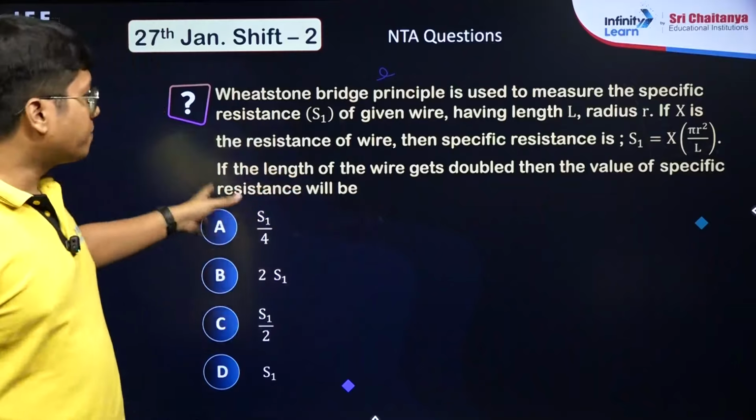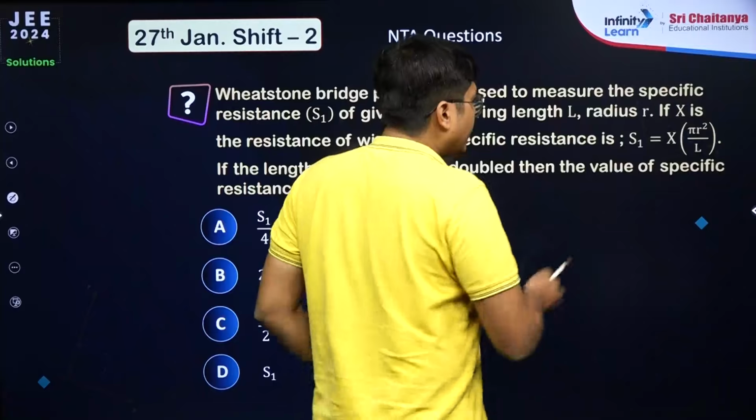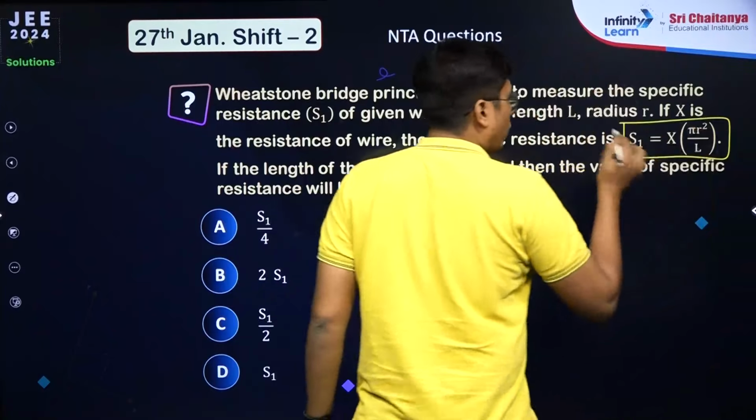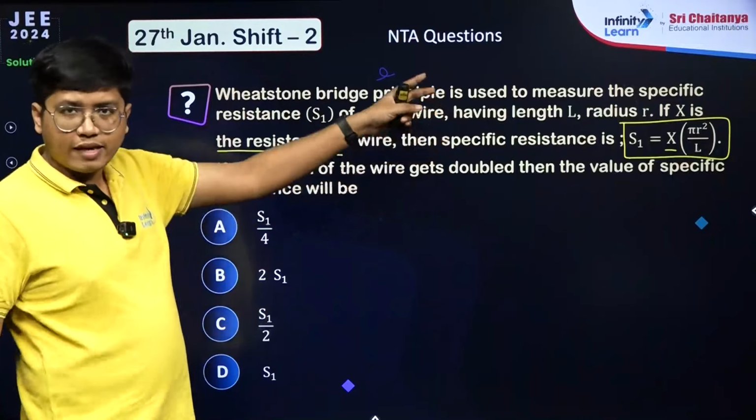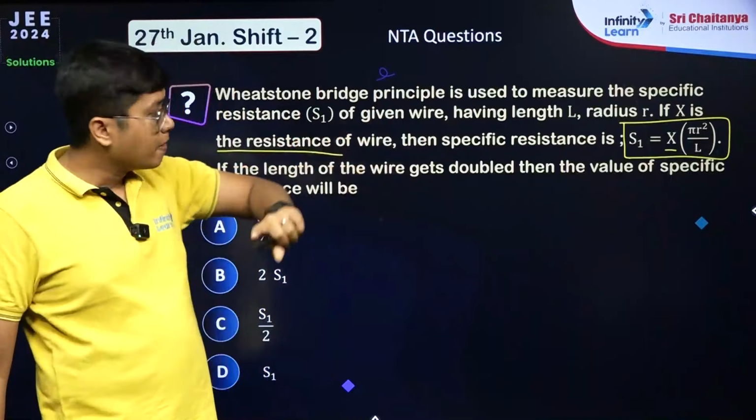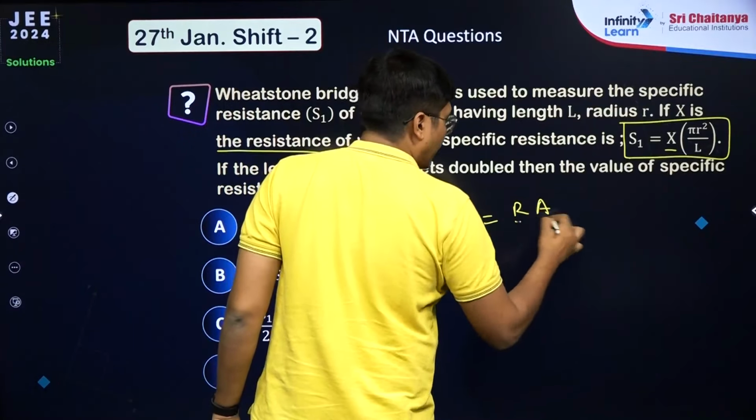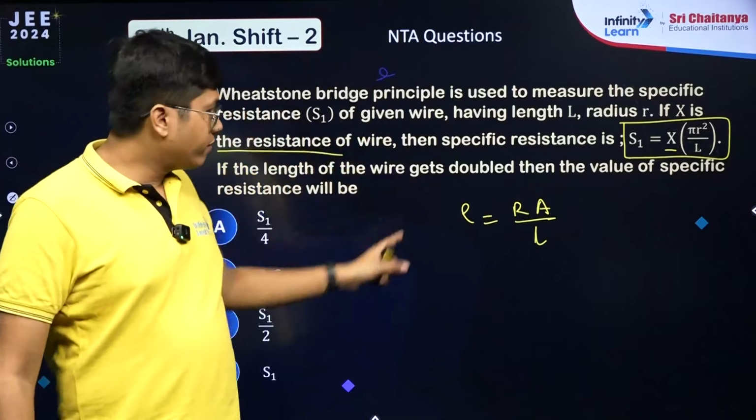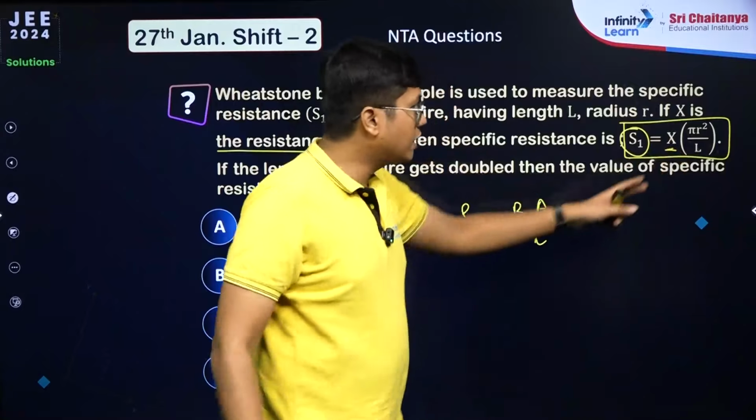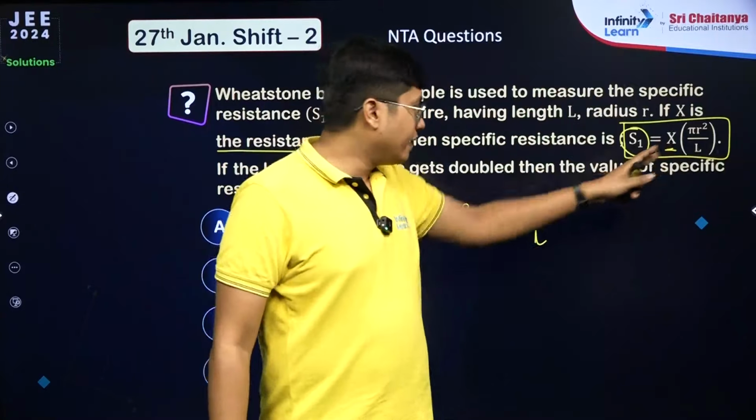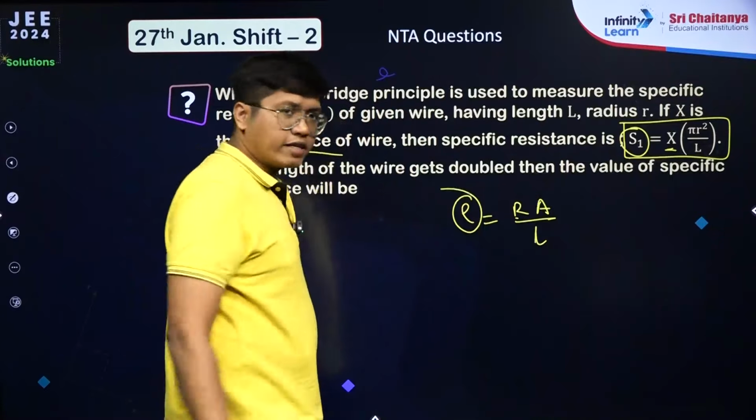Now, even though they mention it as specific resistance and there's a lot of story around the Wheatstone bridge, the thing of note to you is just this equation, where X is the resistance, L is the length, and pi R square is the cross-sectional area. If you compare that relation with our relation for resistivity, which is rho equals RA by L, you will see that since X was the resistance, pi R square would be the cross-sectional area, length is L here. So you know that S1, the specific resistance, is in fact our resistivity.